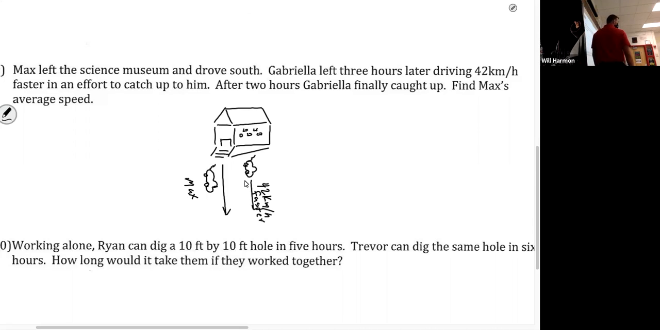So I'm drawing the picture. Pretty good, right? After 2 hours, they're at the same spot. It's a good picture though. Find Max's average speed. Well, guess what? What formula do you think I'm going to use?